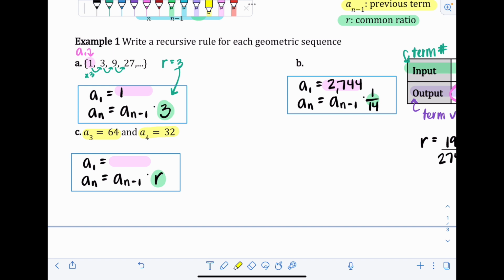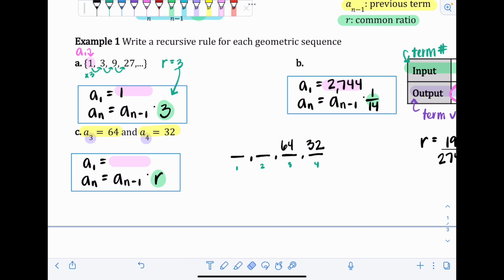We don't have a whole lot of information, but we can use what we do know to fill in what we need. When you have a problem like this, I highly recommend creating a fill-in-the-blank sequence. This is term 3, this is term 4, so I'm going to do 1, 2, 3, 4, putting the term numbers down here: term 1, term 2, term 3, term 4. I know that a3, which is term 3, is 64, so I'm going to put a 64 here. And I also know that term 4 is 32, so I'm going to put a 32 here.